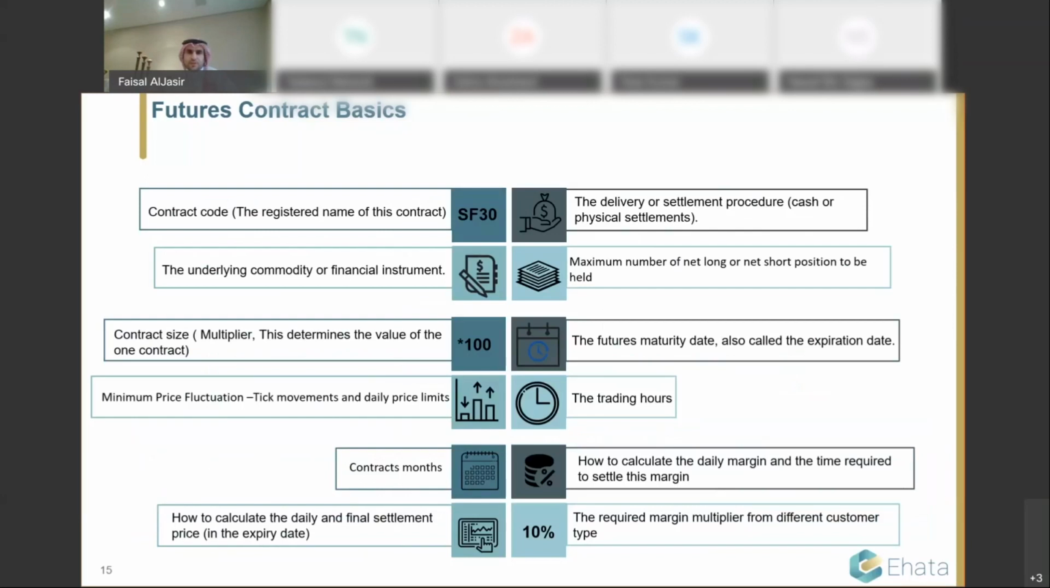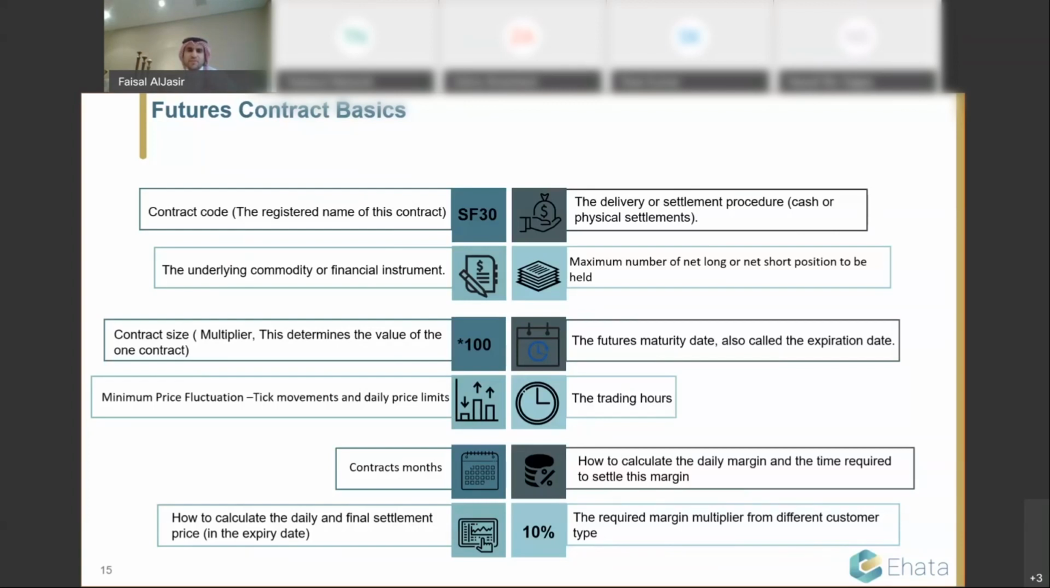So these are some of the features of the future. We're talking about the contract code, which is SF30. Is it delivery or settlement, cash or physical? We're also talking about the maximum number of net long or net short, and we will talk about that. There's a factor here that is important: how much you can go long and how much you can go short, and that's also confined by the CCP.